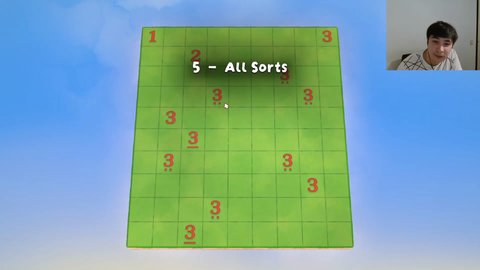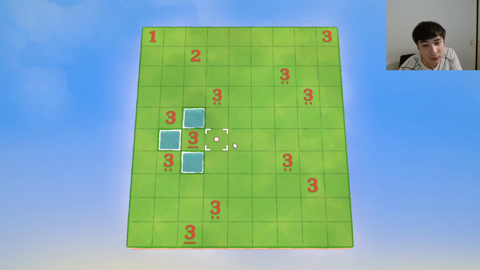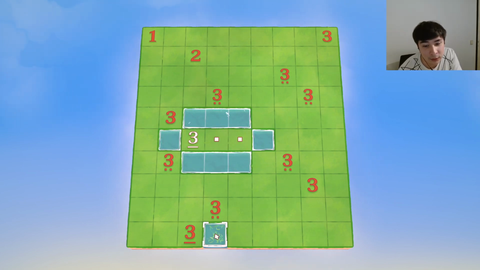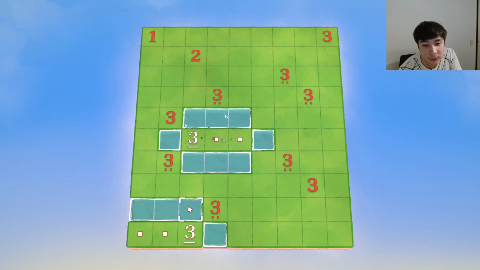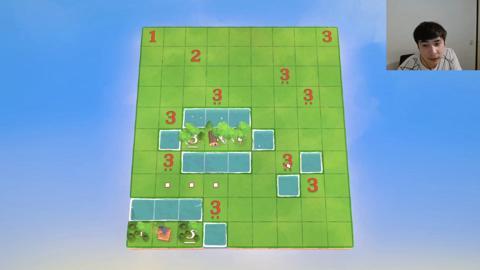All sorts. Okay, we're going to mix up all different types of clues in this one. I see a bunch of horizontal line clues that are forced to go a certain way here, and we can start with those. This 3 is a pair clue. It can't escape to the top because that is a normal 3 clue, so this goes down here. These are separated. I think this 3 has to go up to connect to one of these 2 clues. Oh wait, they can connect.